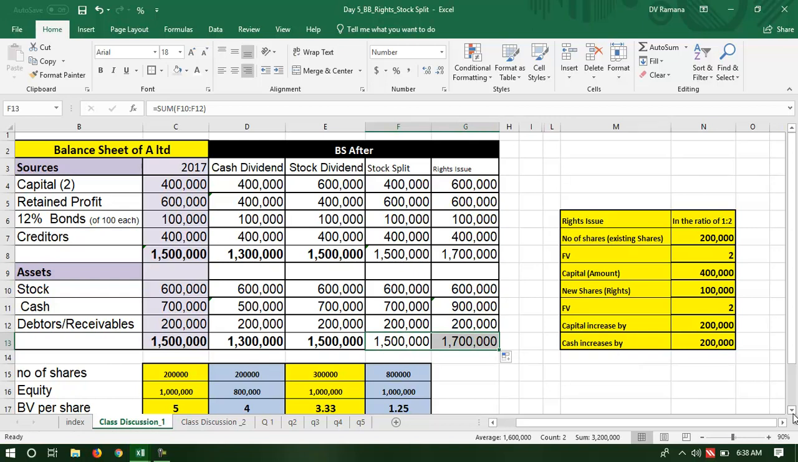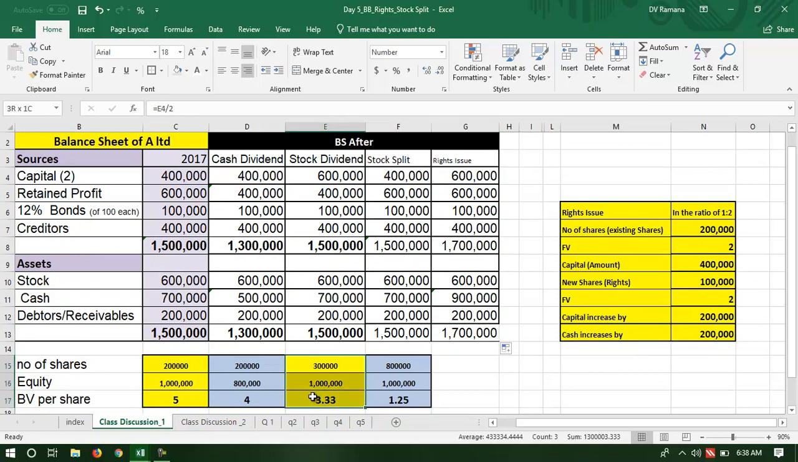What's happening to the book value per share? The book value per share will change from the original one, which we are keeping here. Original book value is 5. Now you can observe that in all the 4 cases, stock dividend, cash dividend, stock split, and rights issue, the book value has been changing. But the reasons for the change are not the same.